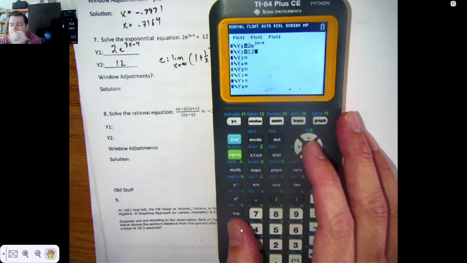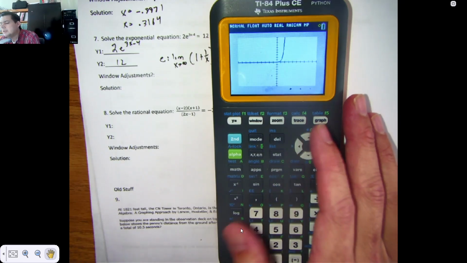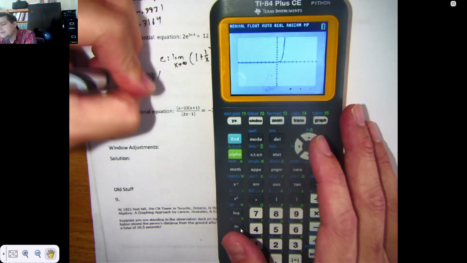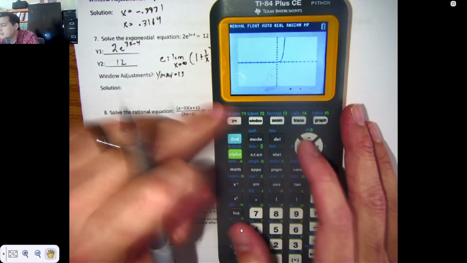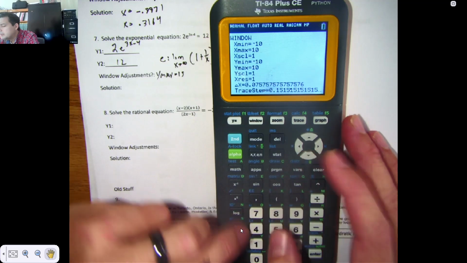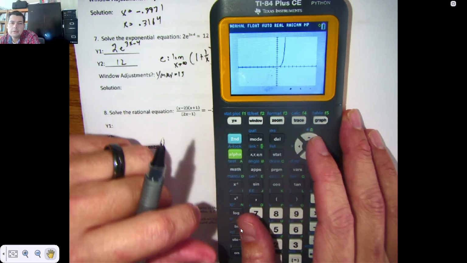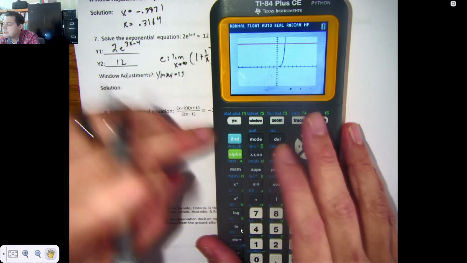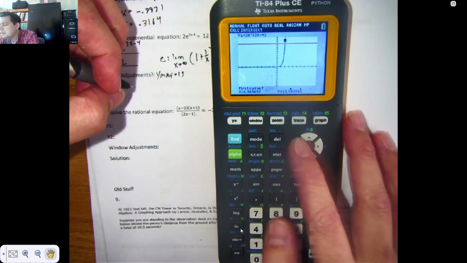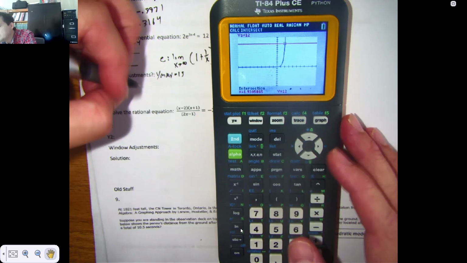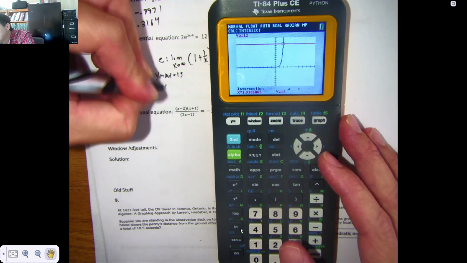So anyways, y1 and y2 are done. Zoom 6, you're going to have to look up. If you see that 12 there, you know you're going to have to look up. Your y max, we'll just set it to be 15. So window, y max down to 15. Graph. Now I should see the intersection. Second trace 5. Get my little cursor close. Enter, enter, enter. And the x value is about 1.9306.